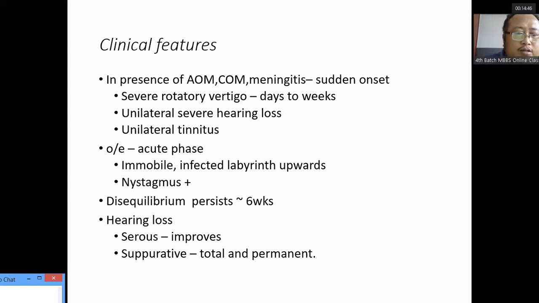There is a hearing loss, sensorineural type. In serous labyrinthitis it improves. In suppurative it is total and permanent. With these features, we should discuss with or counsel the patients and treat accordingly. Because after the vertigo stops or recedes, the patient always worries about the hearing loss.